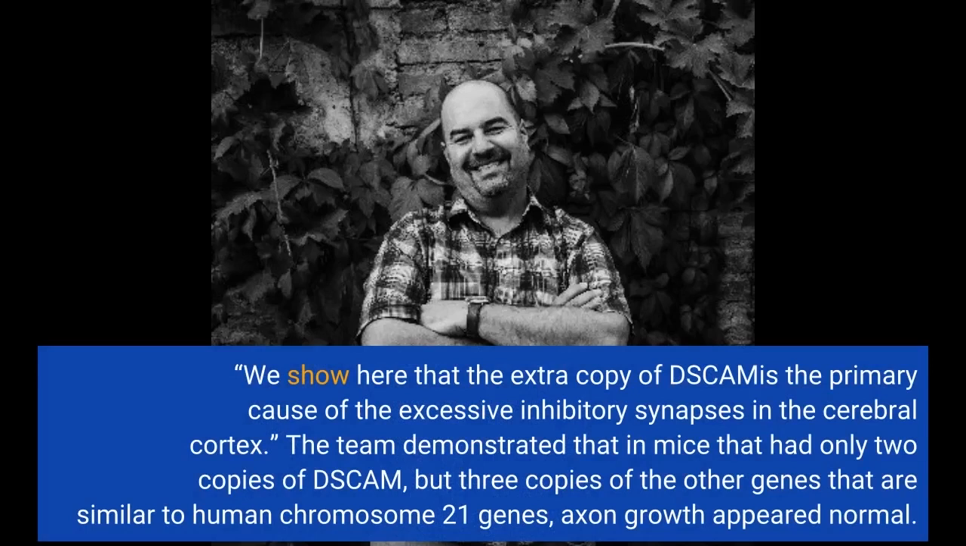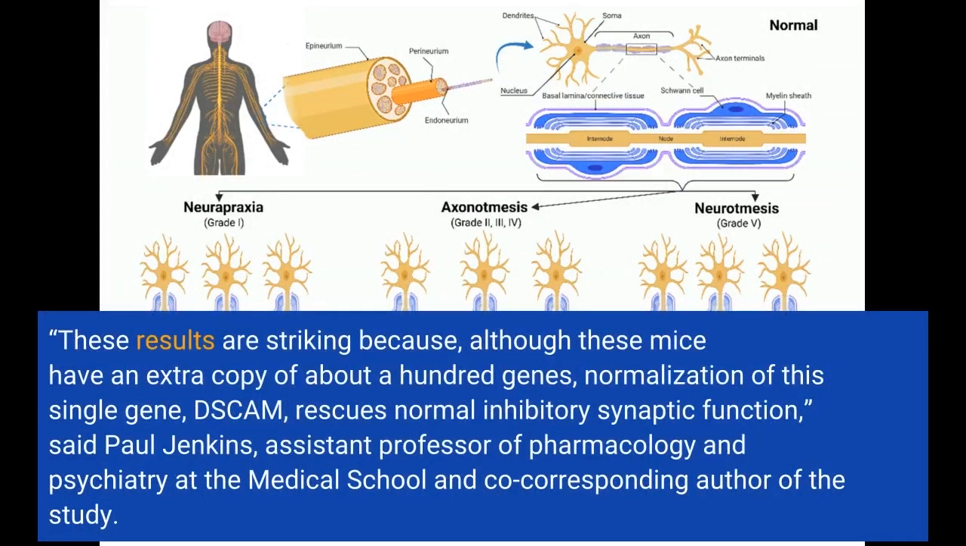The team demonstrated that in mice that had only 2 copies of DSCAM, but 3 copies of the other genes that are similar to human chromosome 21 genes, axon growth appeared normal. These results are striking because, although these mice have an extra copy of about 100 genes, normalization of this single gene, DSCAM, rescues normal inhibitory synaptic function, said Paul Jenkins, assistant professor of pharmacology and psychiatry at the medical school and co-corresponding author.